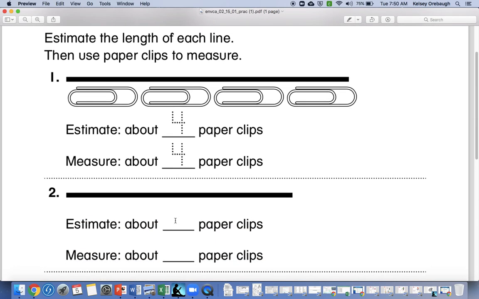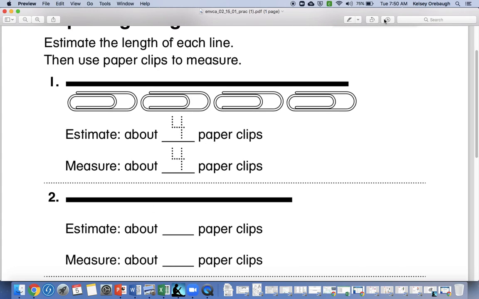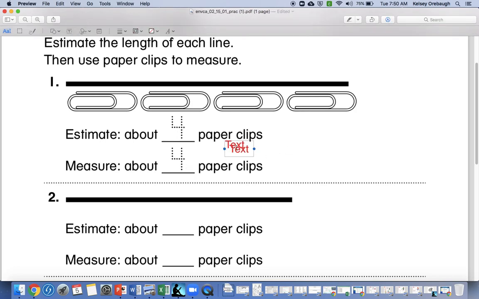Let's look at number 2. All right. We are going to be measuring this black line. Now, since I don't have a paper clip handy here, I'm just going to refer to these paper clips above, since the lines start at the same spot. So, I'll put my text boxes here. My estimate, my reasonable guess, just by looking at the line above, is that this line is longer than this line. Not by much.